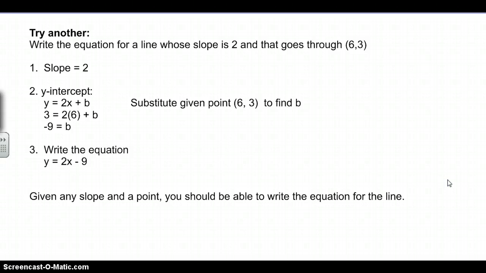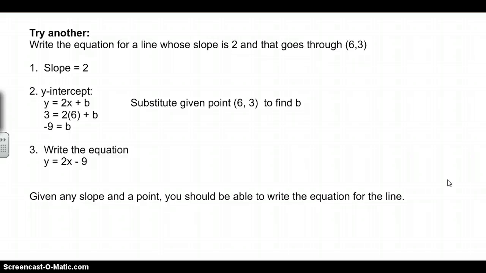The point is 6, 3. So we're going to substitute that in. 3 equals 2 times 6 plus b. So 3 equals 12 plus b. When you subtract 12 from both sides, you get -9 equals b. We now have the slope and the y-intercept, so you use those in your slope-intercept form to write the equation in step 3. y equals 2x minus 9.